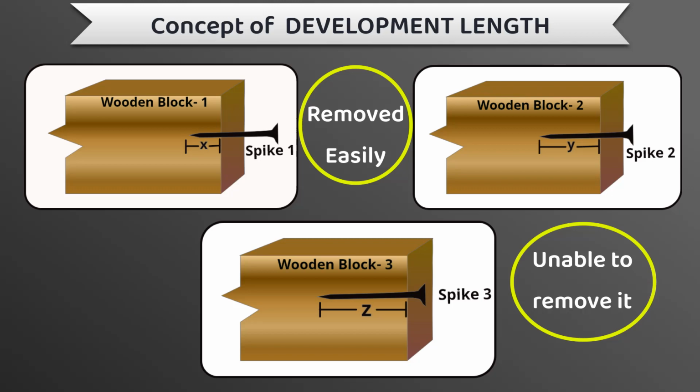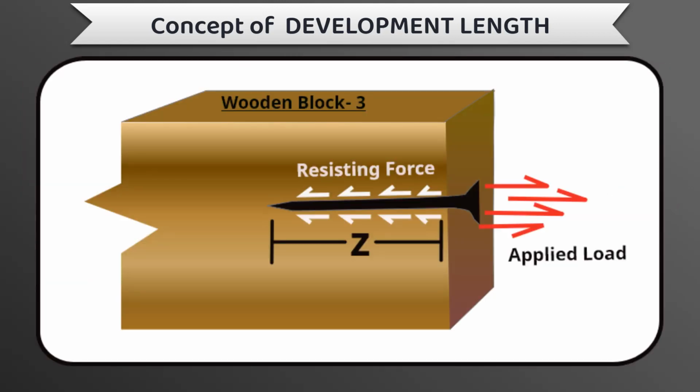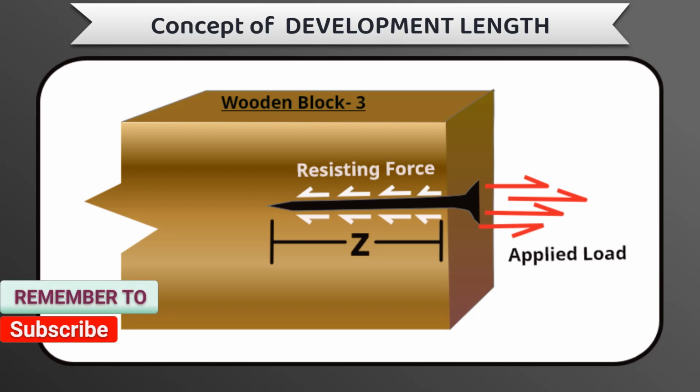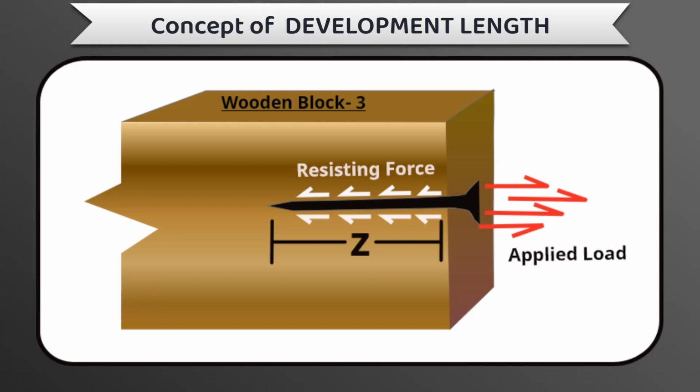The reason behind this is that spike 3 and wooden block 3 have a mutually gripping bond between them. That's why spike 3 is sticking to wooden block 3. You can clearly see what is happening between spike 3 and the wooden block in the demonstration view.